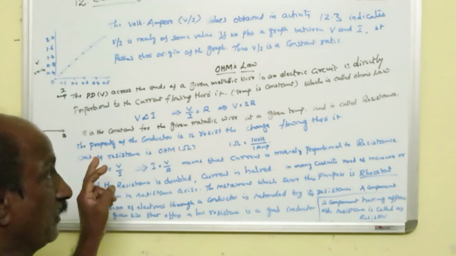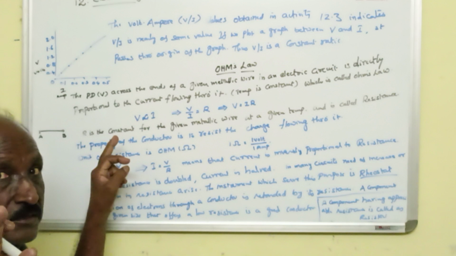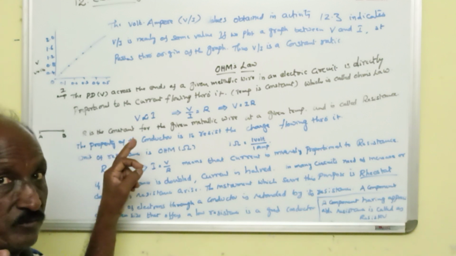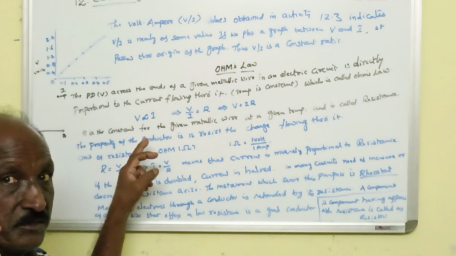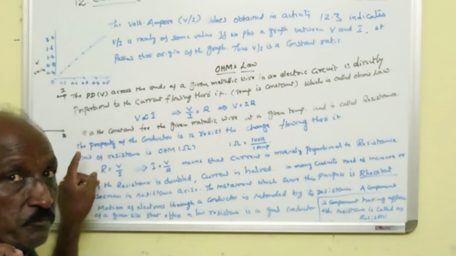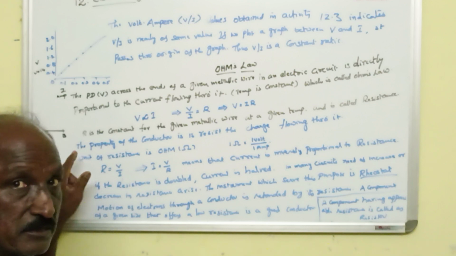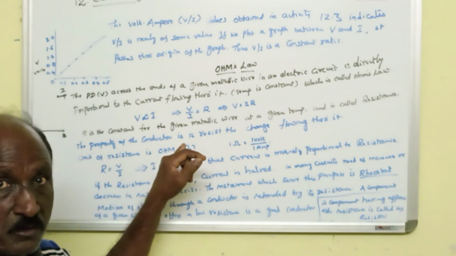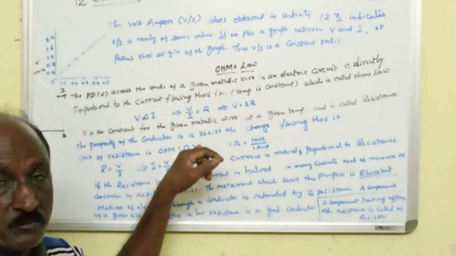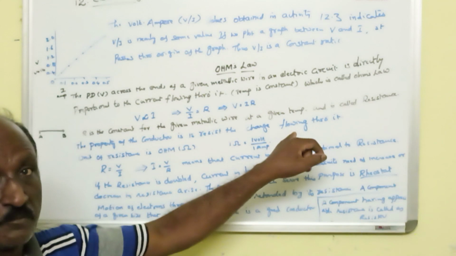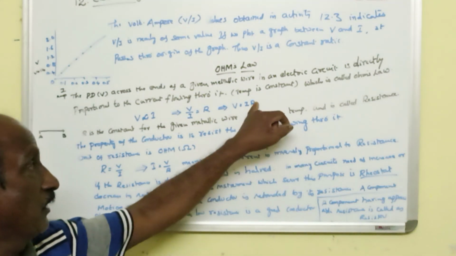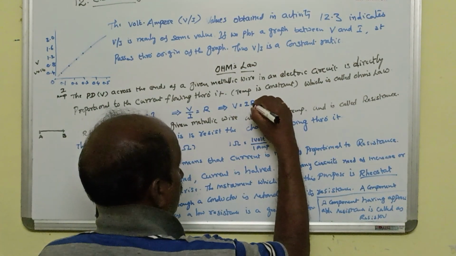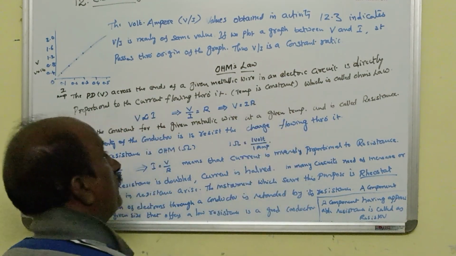Here what we are interested in is deriving the formula, Ohm's law. Voltage is directly proportional to current. The potential difference across the terminals is directly proportional to the current passing through it. V is directly proportional to I, or V by I is equal to R, or V is equal to IR. So here we have got the relation V is equal to IR.